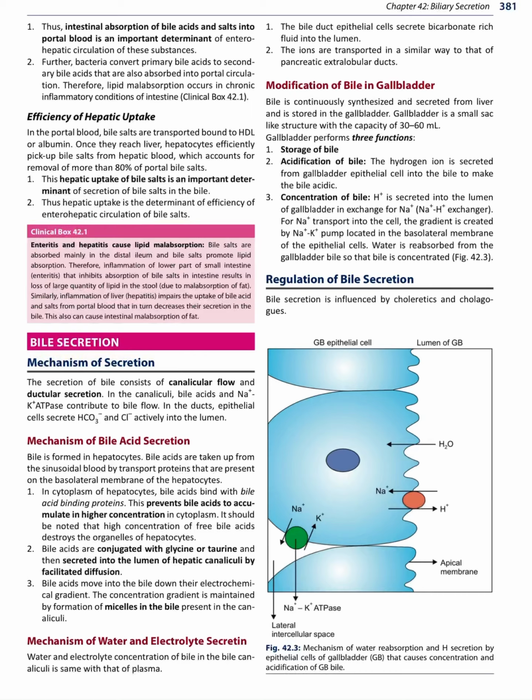Modification of bile in gallbladder. Bile is continuously synthesized and secreted from liver and is stored in the gallbladder. Gallbladder is a small sac-like structure with a capacity of 30 to 60 ml. Gallbladder performs three functions: storage of bile, acidification of bile, and concentration of bile.